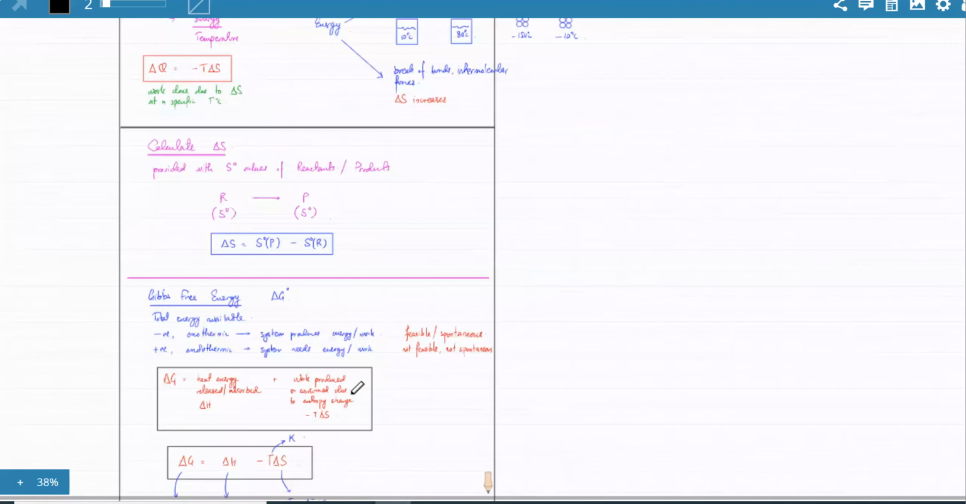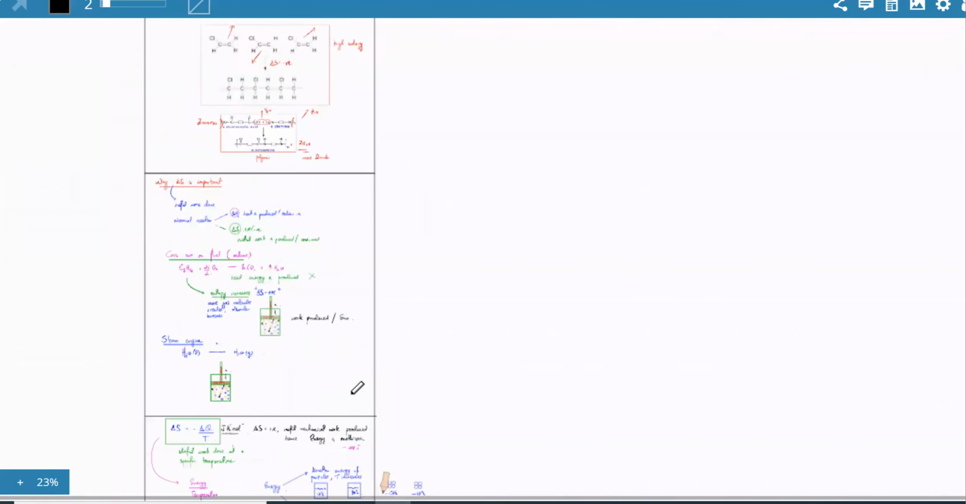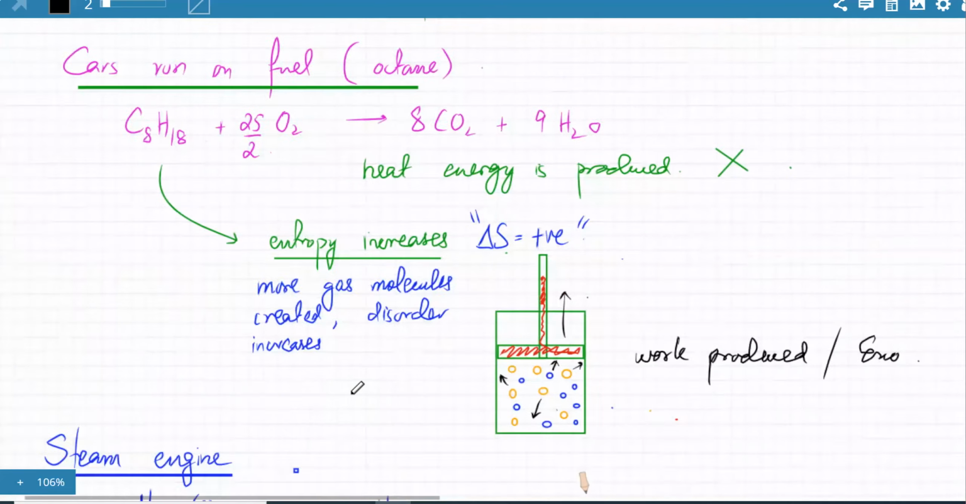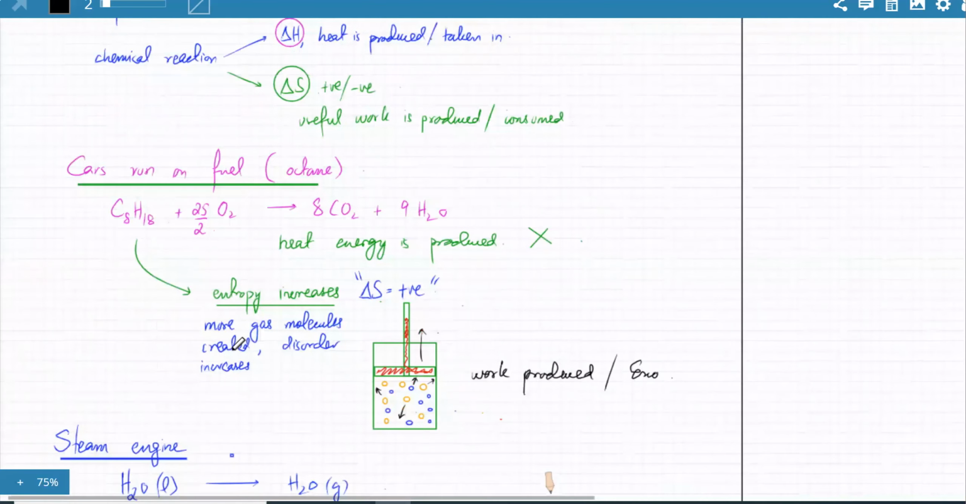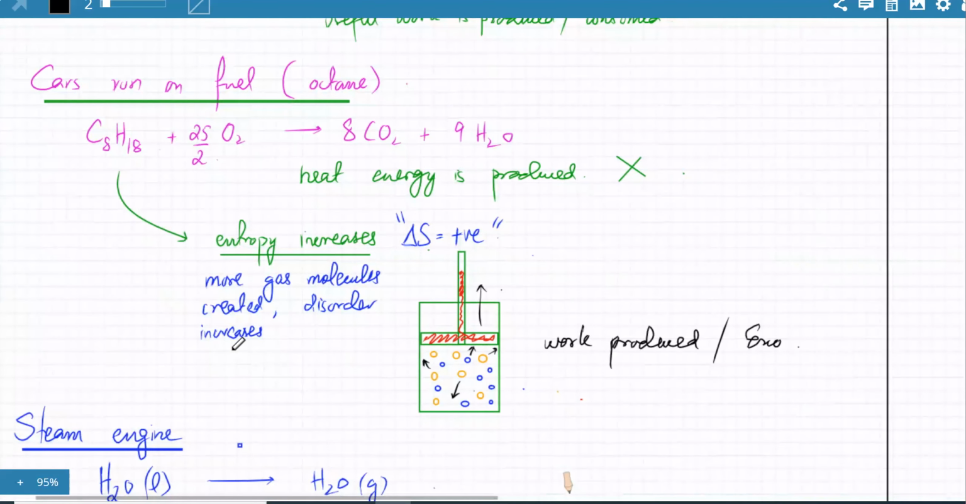So I'm just going to do one more. Let's try the car engine, the petrol burning. Let's say burning petrol and doing all of this. At what temperatures would it be more feasible or less feasible? Should I do it at a lower temperature? Should I do it at a higher temperature? Does it have a specific temperature or not? And is it feasible at all temperatures or not?